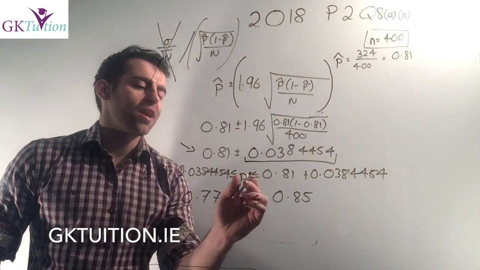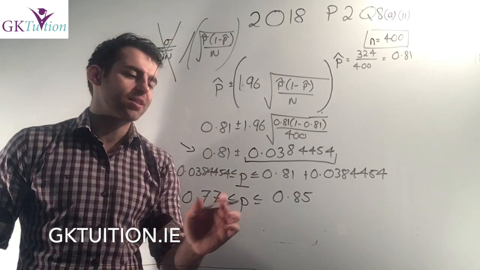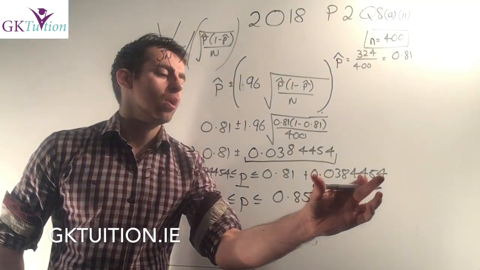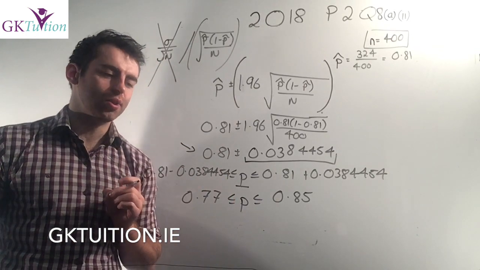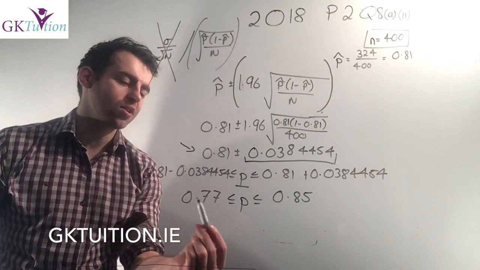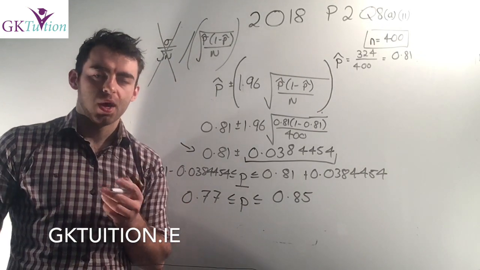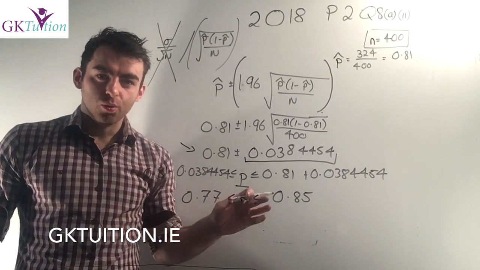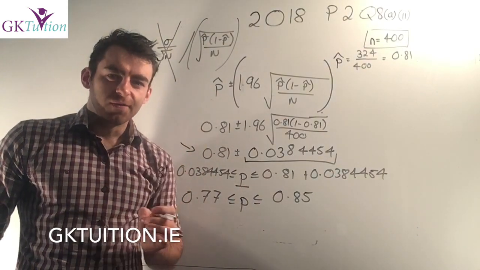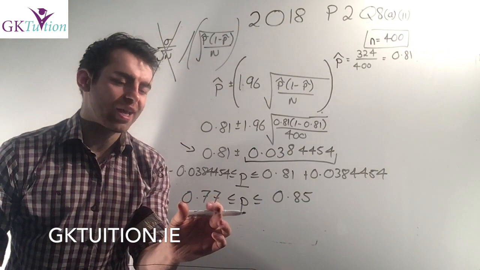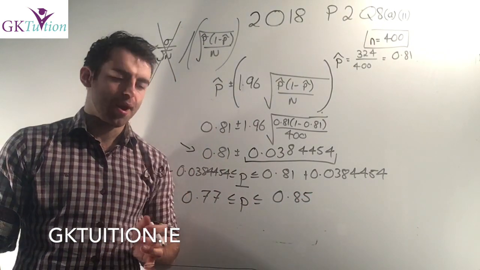Notice I've introduced a new letter, P, and I'll talk about that in a second. It's the result of your sample plus the degree to which you could be wrong, and the result of your sample minus the degree to which you could be wrong, which works out as between 0.77 and 0.85. So if I surveyed all 1 million people, or whatever the size of this sample is, I can be 95% sure that between 77% and 85% of those people would have enjoyed the bar.